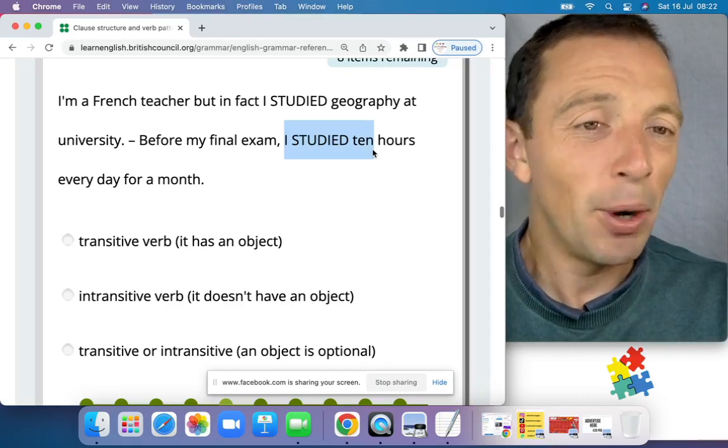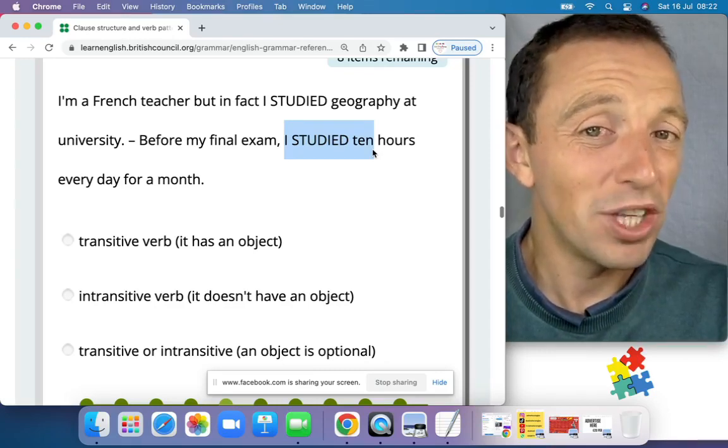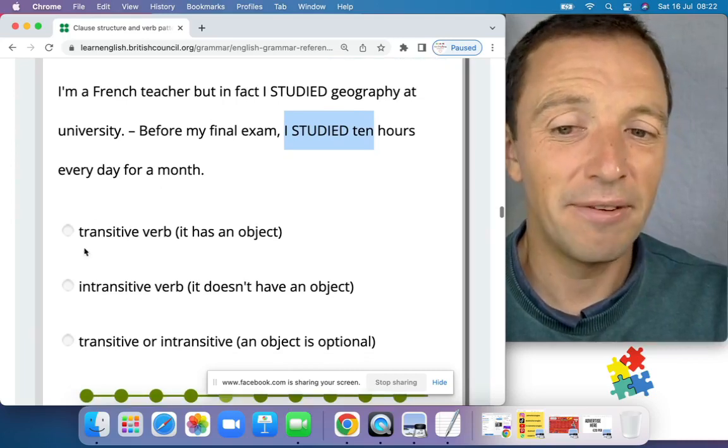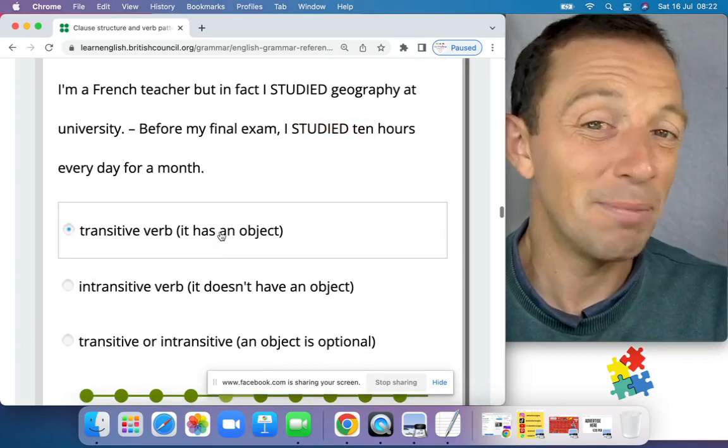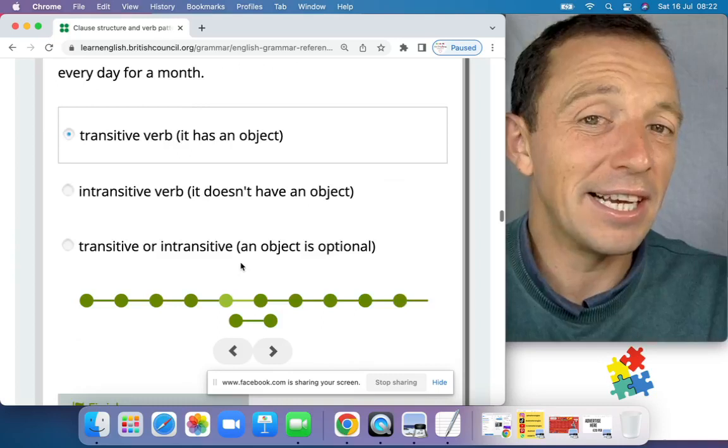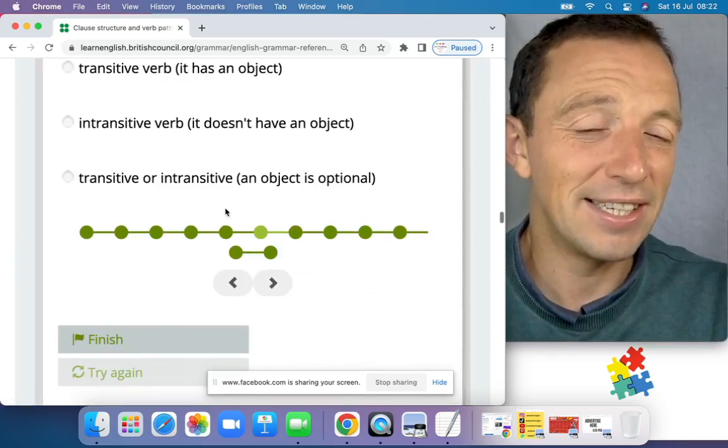I think both examples have an object, in my opinion. What do you think? I think both examples have an object, and therefore it's transitive, in my opinion. I could be wrong, and I have a feeling I have a couple of mistakes in this exercise.